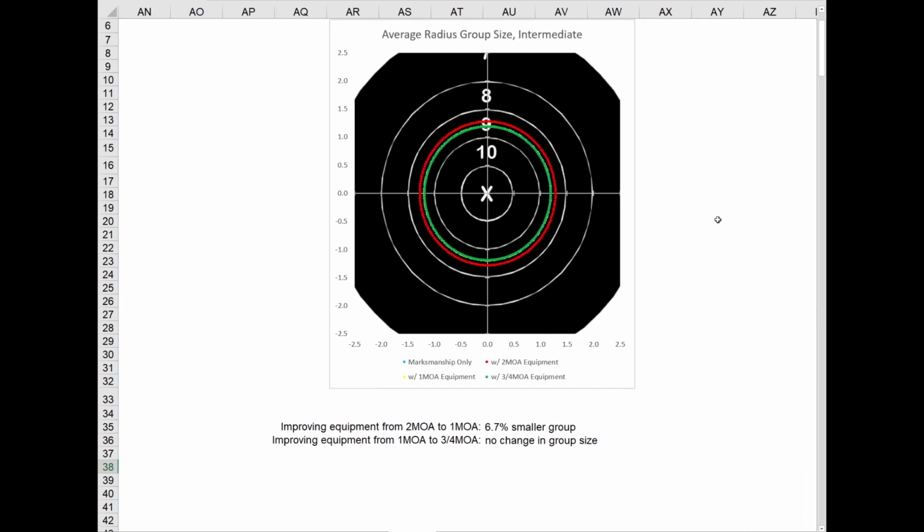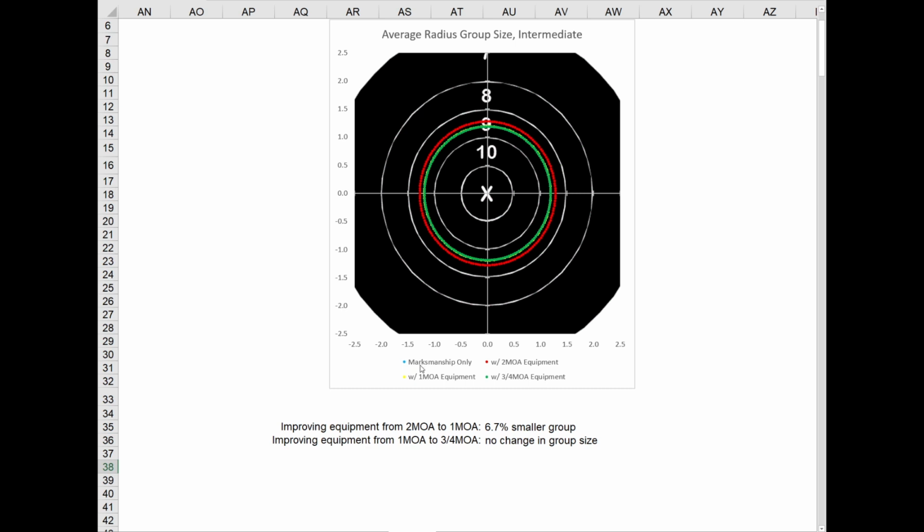And here we see obviously smaller groups because we're not dealing with like around the 8 ring. Now we're well within the 9 ring. And we also see a little bit of differentiation between the group sizes. So again, blue is marksmanship only. And you really can't see it, but trust me, it's kind of underneath here where you can see this green.